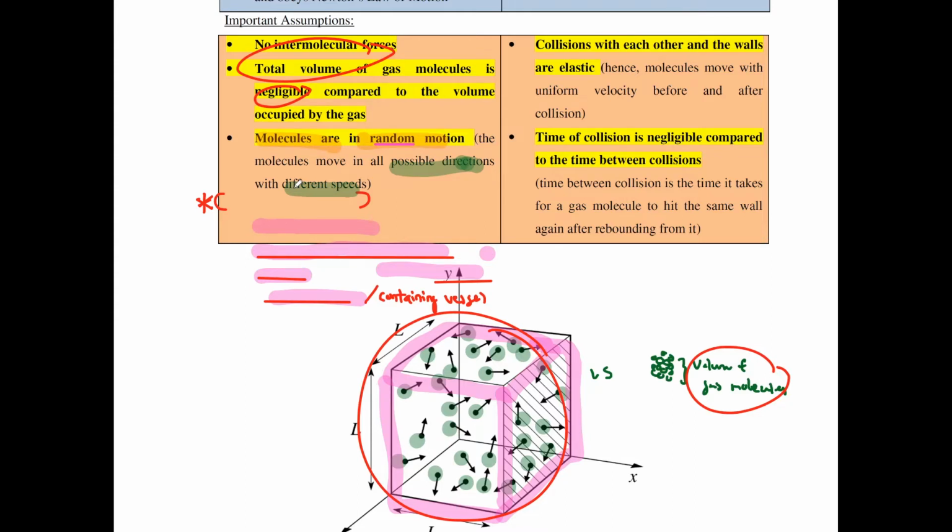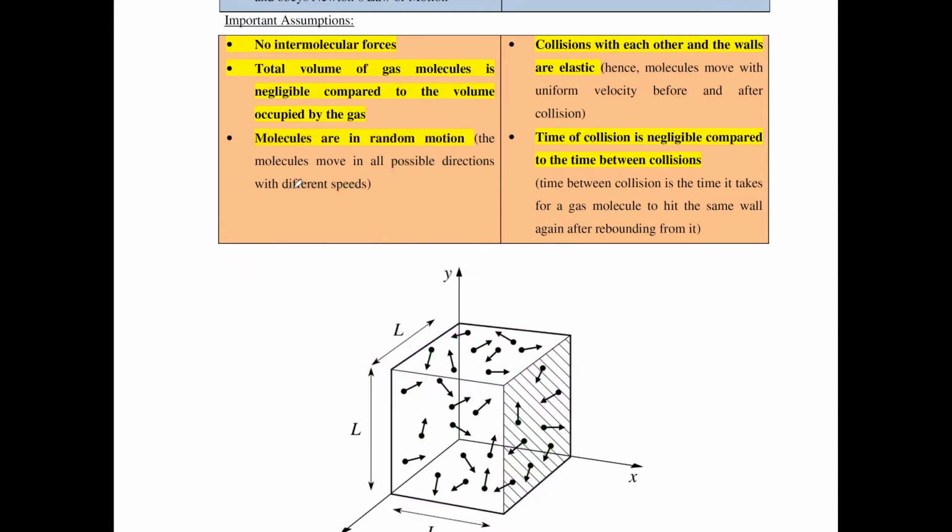All right. And the fourth assumption of kinetic theory of gases is this, where we say that collisions of the gas molecules with each other and the walls are elastic. Hence, the molecules actually move with uniform velocity before and after collision. Okay. What we mean by that is something like this.